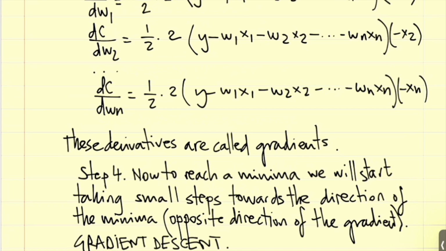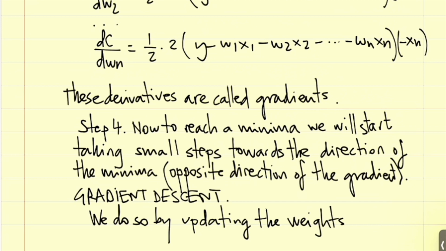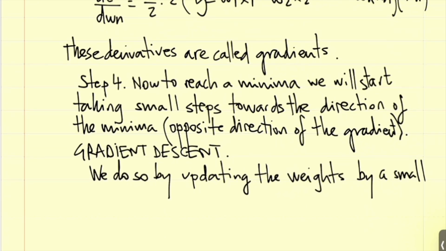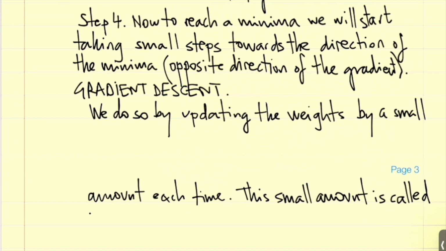Okay? We do so by updating the weights by a small amount each time. Okay. This small amount is called learning rate. Okay?